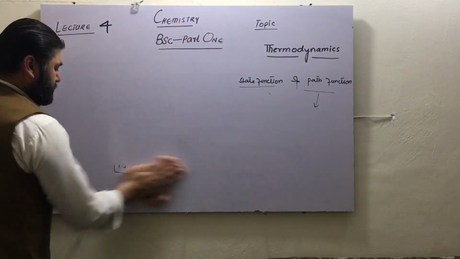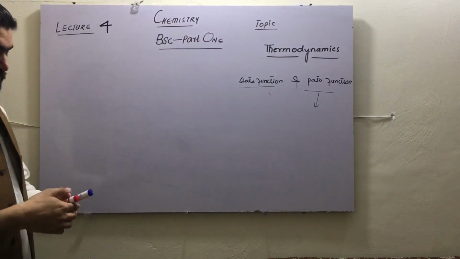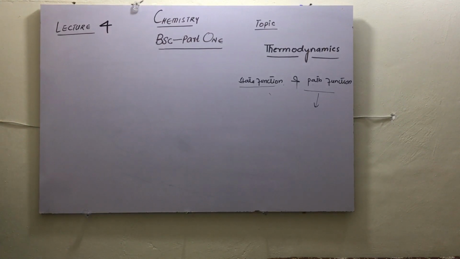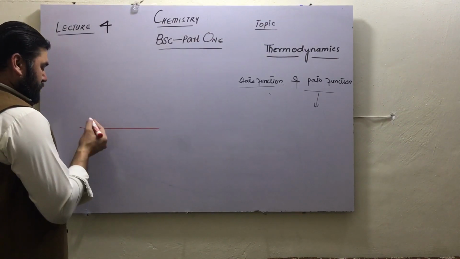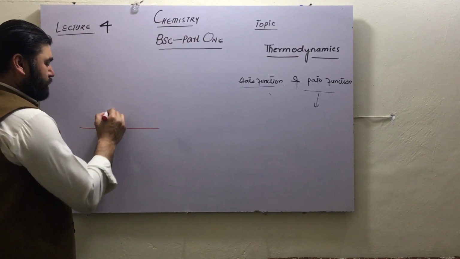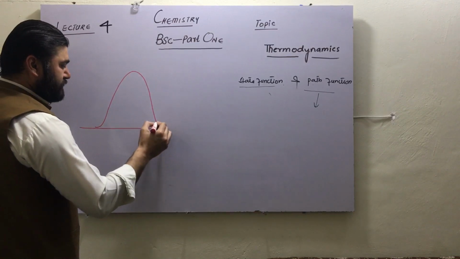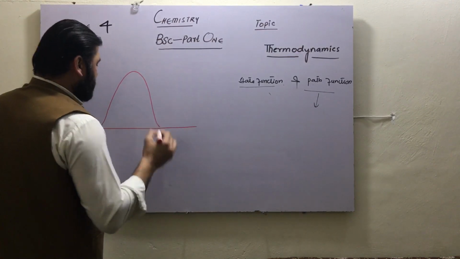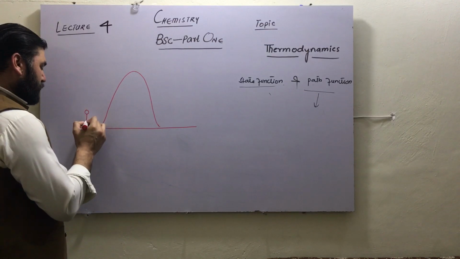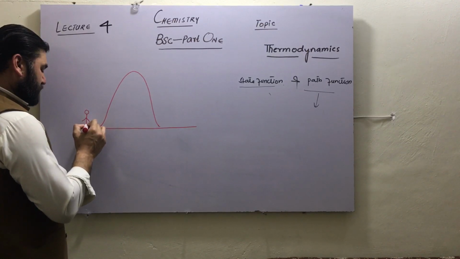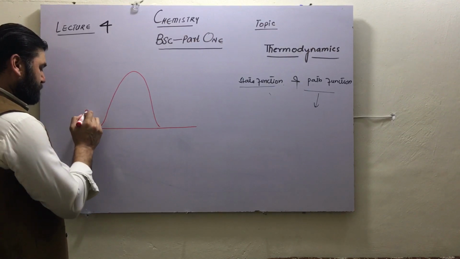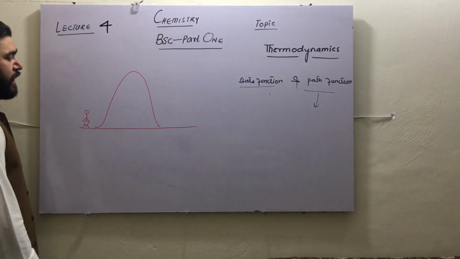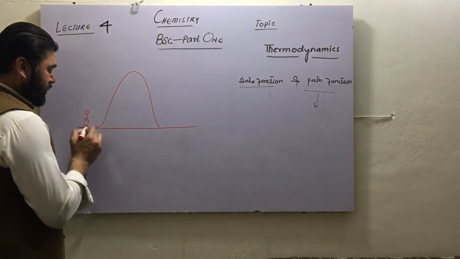Let me remove this. Let me change the marker. Suppose we have a graph like this. Now see, you are standing in the lower energy orbital. Let me make it like this. Now see, somebody asks you, okay, you are standing on the ground.